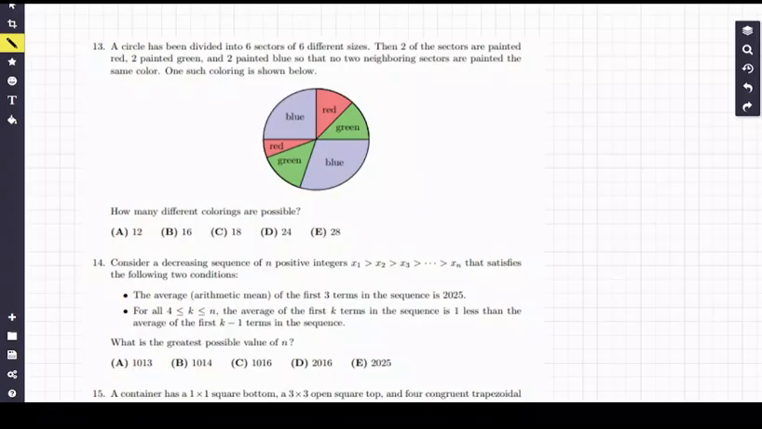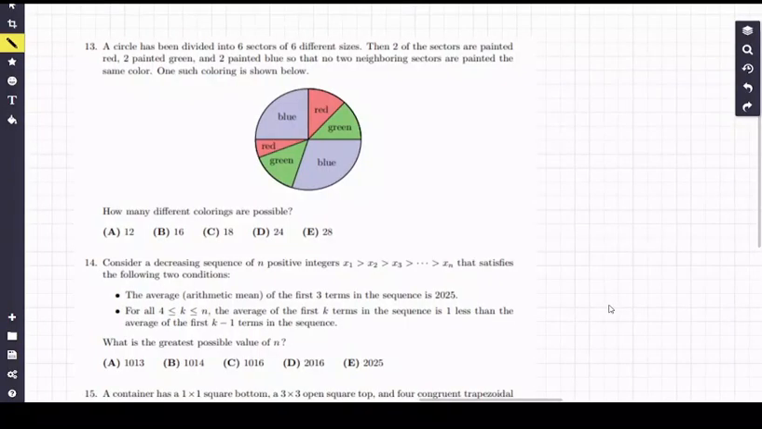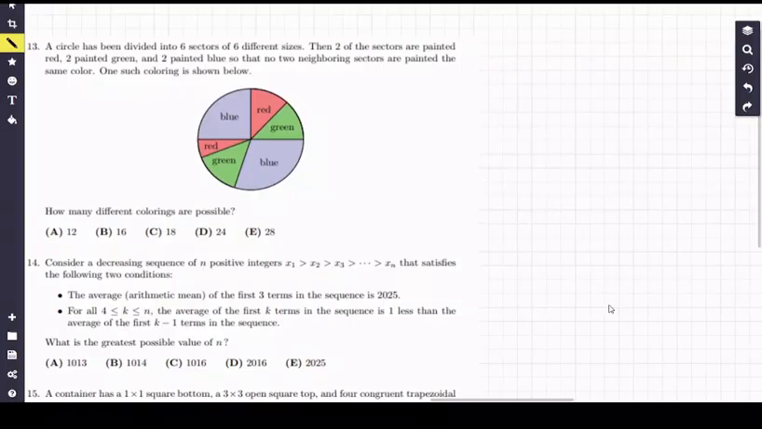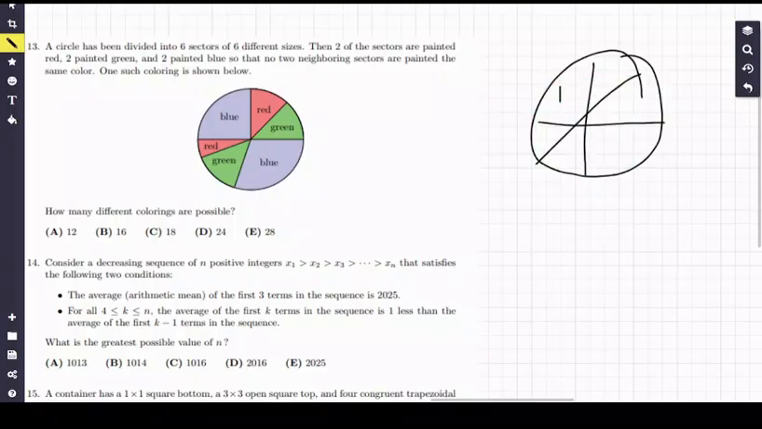Anyways, so let's go ahead and label the sectors first. We have a circle that's divided into 6 sectors of 6 different sizes. It doesn't matter what the size actually is here. They're trying to trick you. So let's go ahead and label it 1, 2, 3, 4, 5, 6. Right?